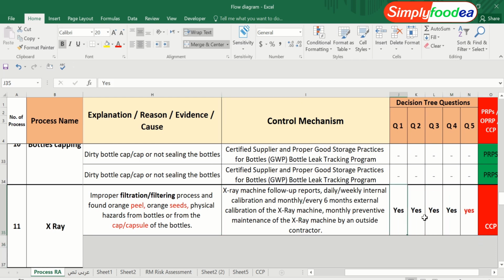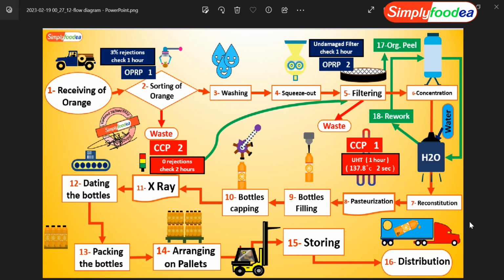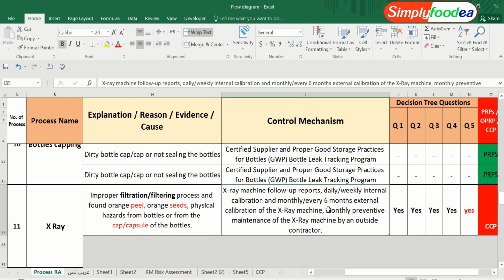Okay, so let me get through the questions first, and it's CCP in the final. All the questions are ensuring that there is no control of the physical hazard after the X-ray, except this X-ray process. The other processes are very normal processes of packaging, which are secondary packaging and palletizing and dating of the bottles or whatever it is. So the X-ray process is the final process of controlling the physical hazard in our orange juice.